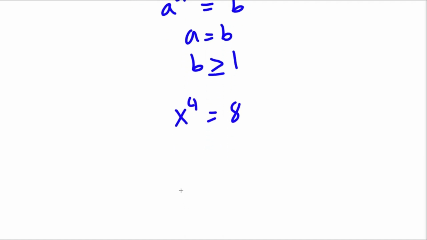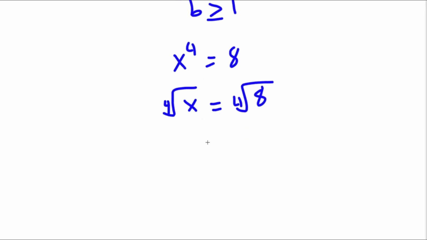So now to solve this, I'm going to take the root of 4 on both sides. So then these two cancel out, and I'll be left with x is equal to the 4th root of 8.